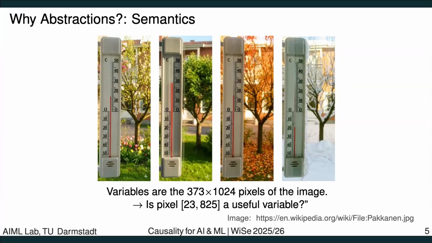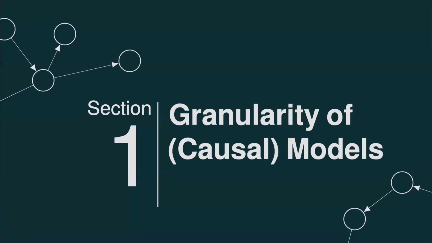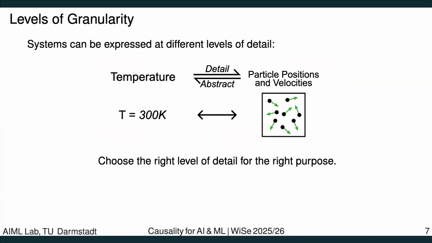So basically, we would like to simplify the model. We would like to compose variables and merge them together to get meaningful concepts, like the temperature bar that shows in the image, if there's snow, if there are leaves on the ground, and so on. So basically, abstraction is about the granularity of causal models. And there is somehow a way that we can transition between high-level and low-level models.